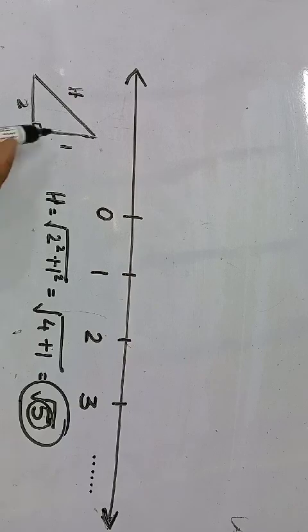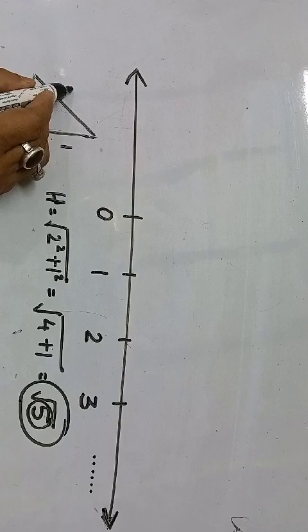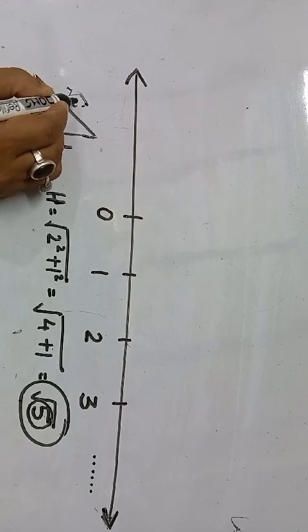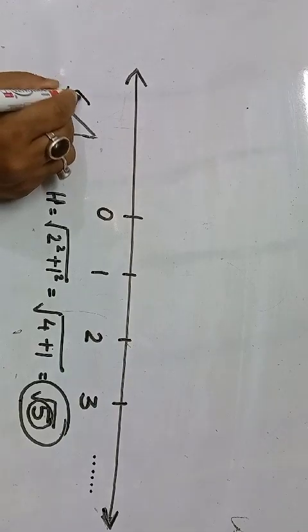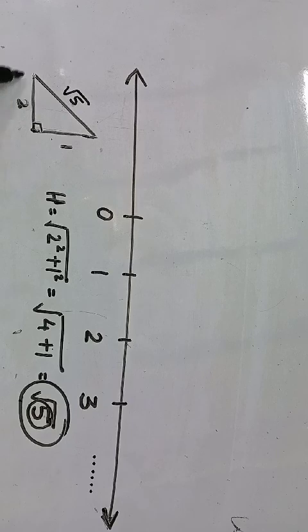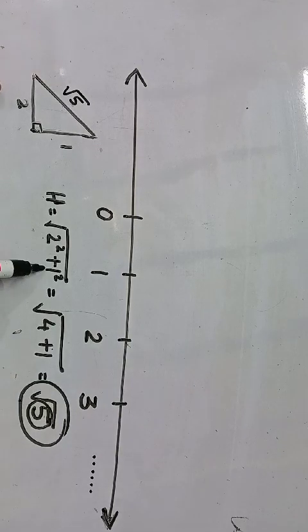The reason why I am showing you this right angled triangle is because if we have root 5 as the hypotenuse, then the respective base and the perpendicular will be 2 and 1. Because just now I showed you that the hypotenuse is going to be root 5 if the base and the perpendicular are 2 and 1 respectively.